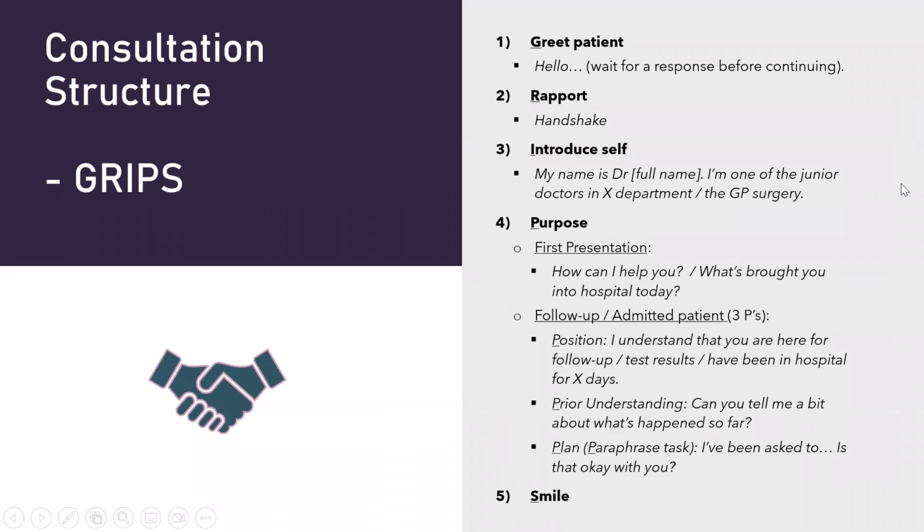So that stands for G for greet, R for rapport, I for introducing yourself, P for purpose, S for smile. So, I mean, a lot of this is kind of intuitive, so you don't need to use a memory aid to remember this. This is just for anyone that wants something to fall back on if they feel anxious in the exam and it gives some comfort having something there that they can just remember and do when they're feeling a bit overwhelmed, which can happen in exams.